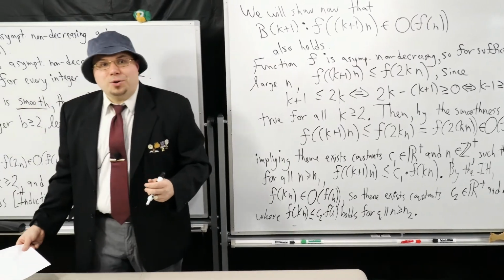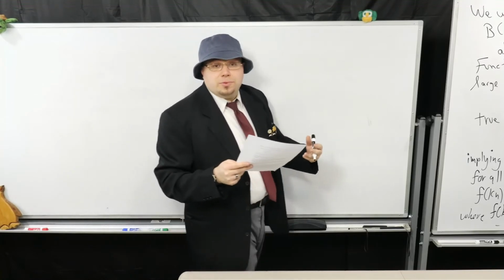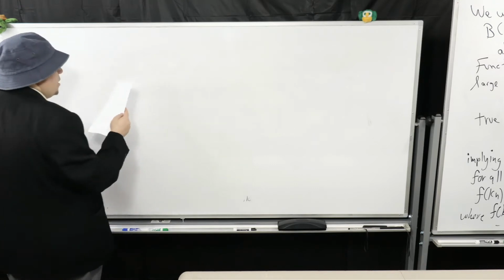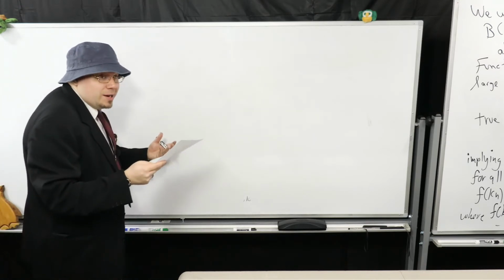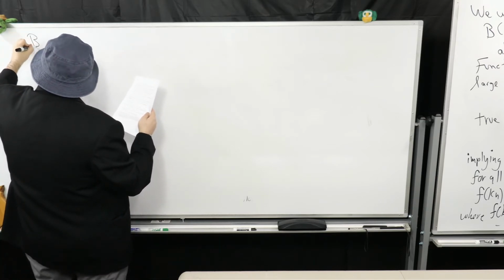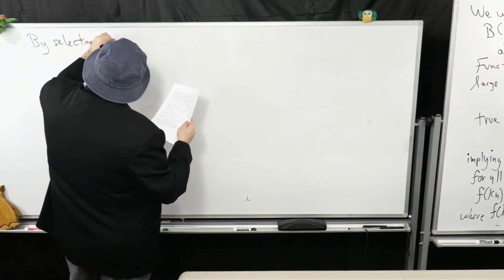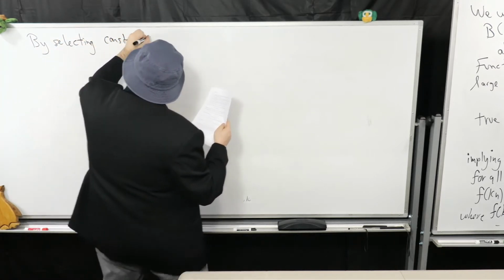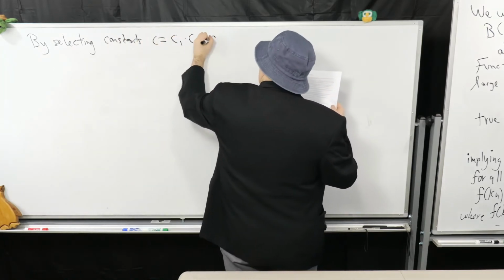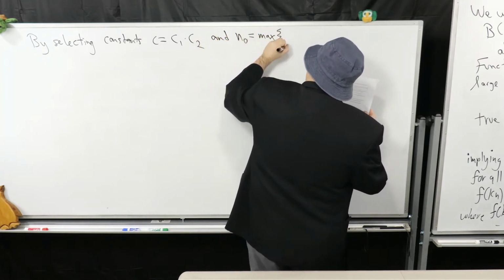So that's going to be our goal here. We already have N1 and N2. We have C1 and C2. What I want to do is bring those two together and then give you something that looks like a big O statement again, because that's really what B of k plus 1 is, right? So I'm going to select constants now. By selecting constants, C is equal to C1 times C2, and N0 is equal to the maximum of N1 and N2.